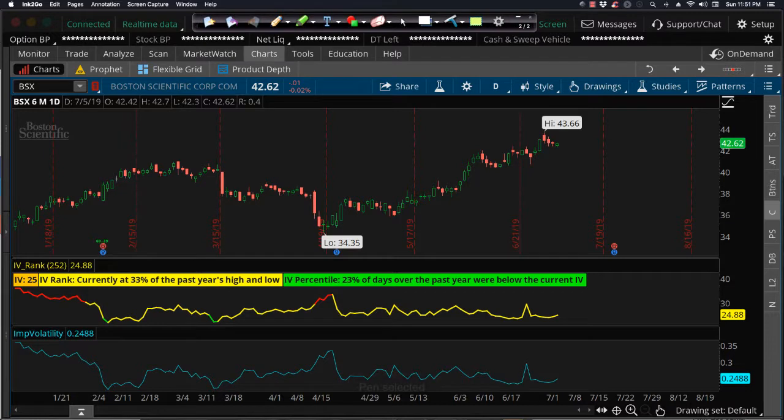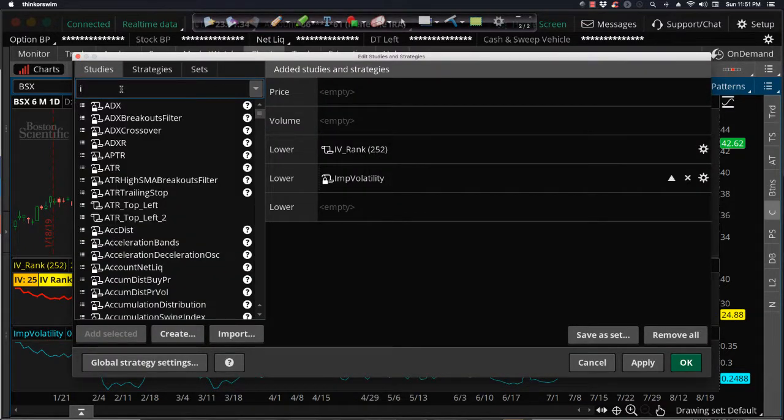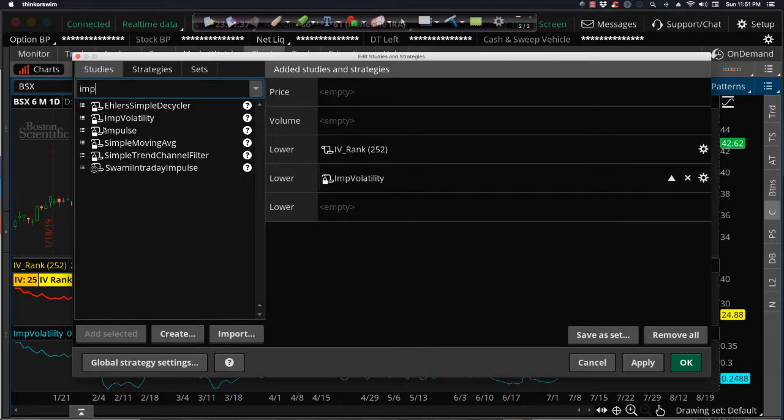The bottom one, the blue one, is the default implied volatility indicator. You can just add that to the chart. You can go up to these little beakers here, or that one there, and add those studies to the chart. Just pop it open, start searching for the letters, and there it is, implied volatility. Add it to the chart. Boom, you're good to go.